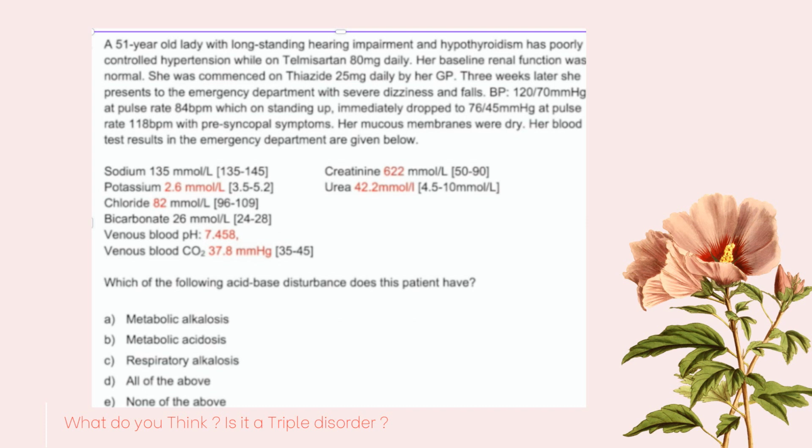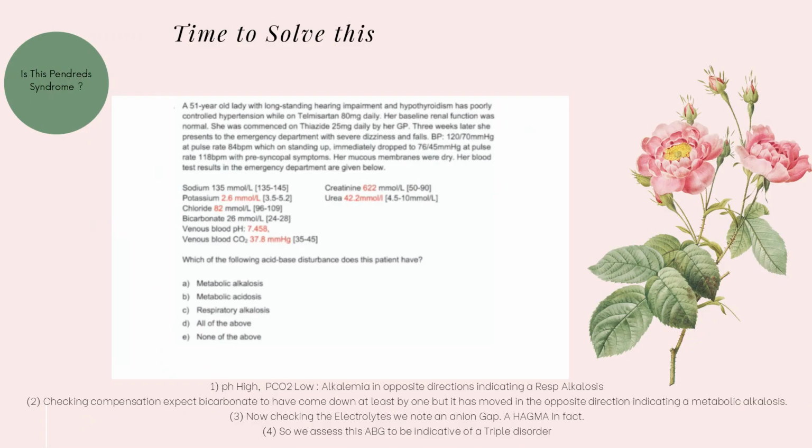And then, as mentioned previously, look at the electrolytes. Look at an anion gap. Here you would say that you've got a HAGMA. So straight away within a minute, we've diagnosed that this ABG scenario is suggestive of a triple disorder. Now looking at the results, this is how I would interpret, and we come to an assessment of the patient having a triple disorder.